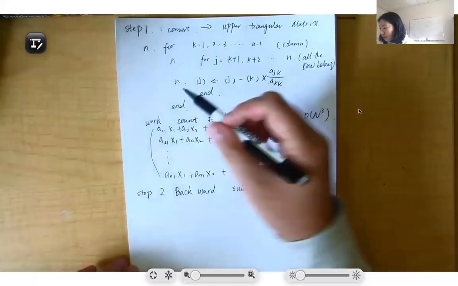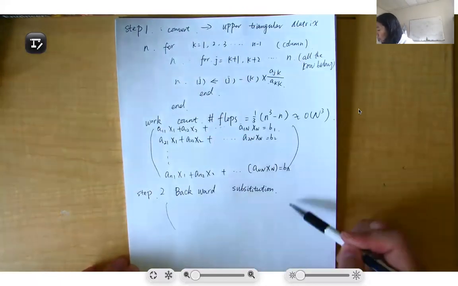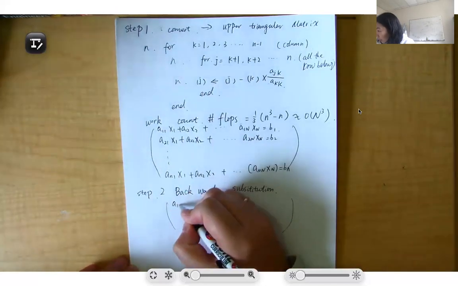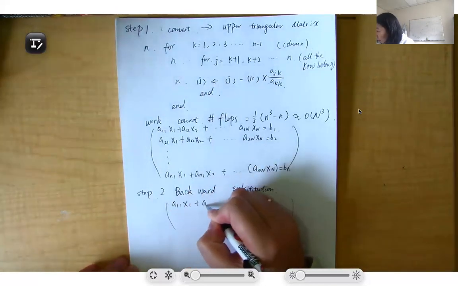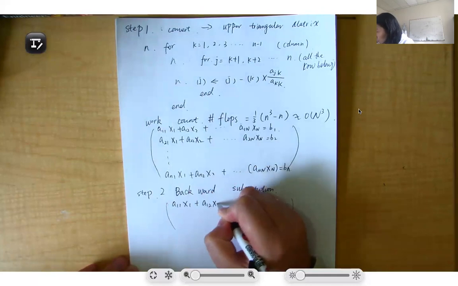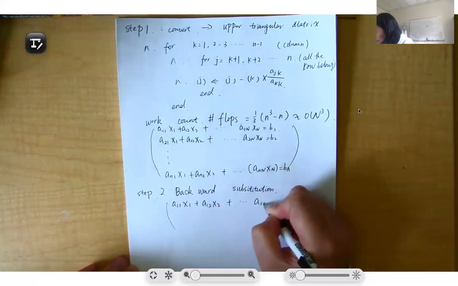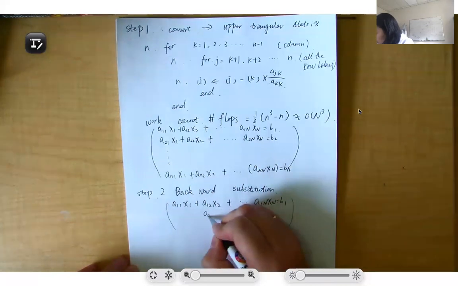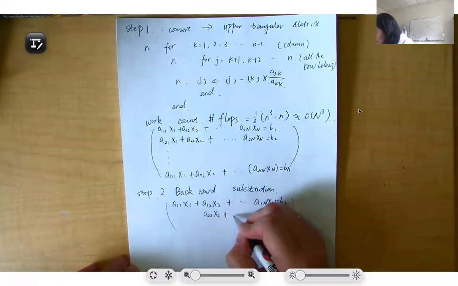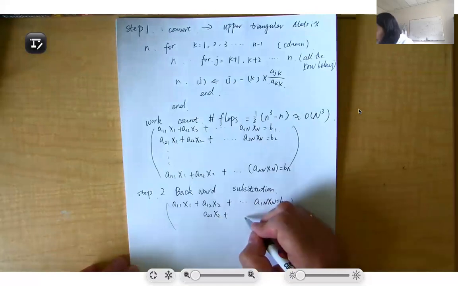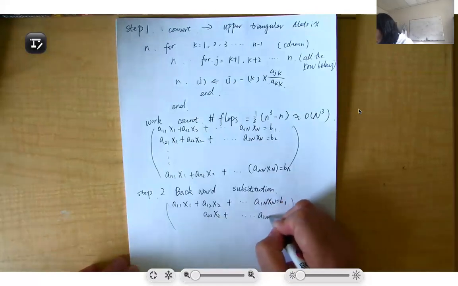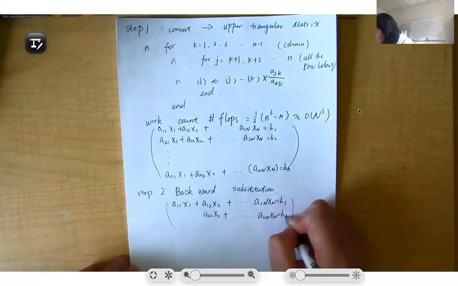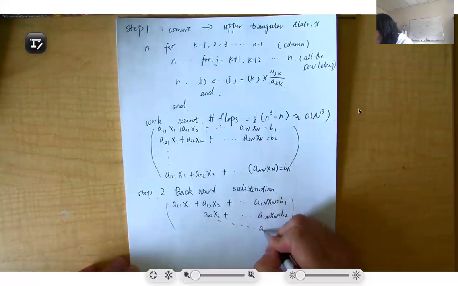So after step 1, what will your matrix look like? It will be A11 x1 plus A12 x2 plus A1n xn equals B1, then A22 x2 plus A23 x3 plus A2n xn equals B2, until you have Ann xn equals Bn.